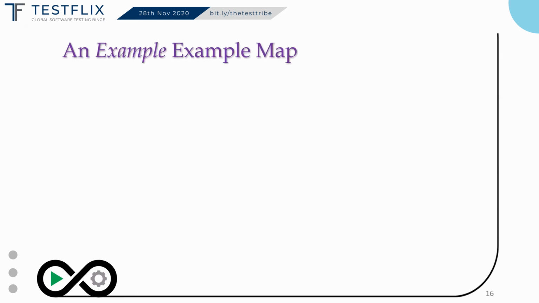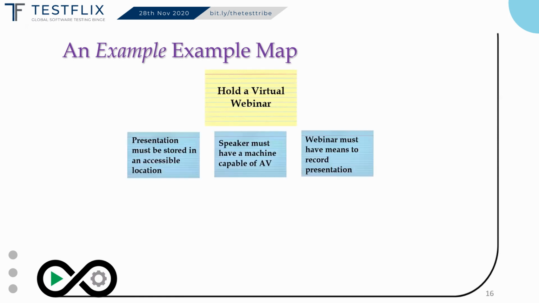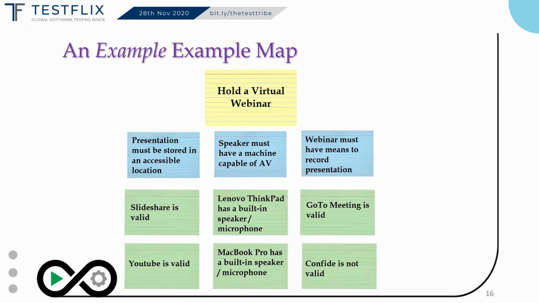So let's go through an example map, shall we, to get meta for holding a virtual webinar, to get extra meta. So some rules we may come up with is the presentation must be stored in an accessible location. The speaker must have a machine capable of audio visual, and the webinar must have a means to record the presentation. With some examples we come up with that say SlideShare is valid and YouTube is valid for storing the presentation. By the way, you can actually find this presentation stored on SlideShare at the last slide of this.